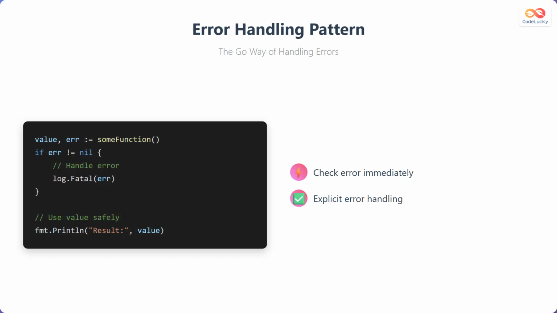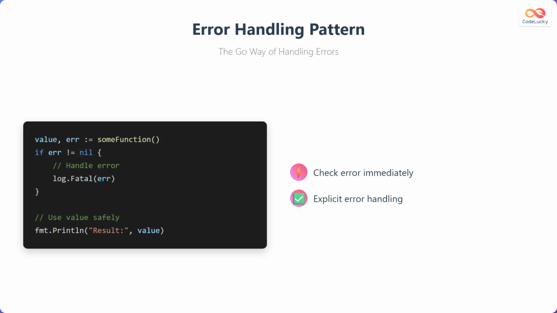The most common and idiomatic use of multiple return values in Go is the error handling pattern. This pattern involves returning both a result and an error from functions, allowing callers to explicitly check for and handle potential failures. The standard approach is to immediately check if the error is not nil after calling the function.